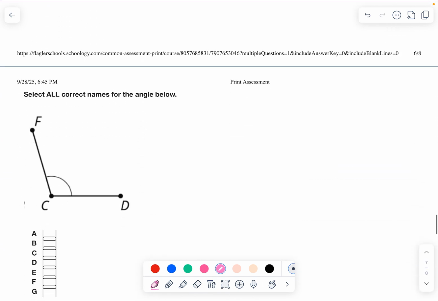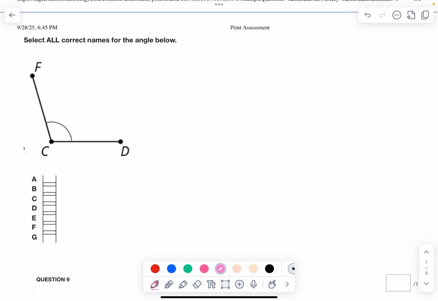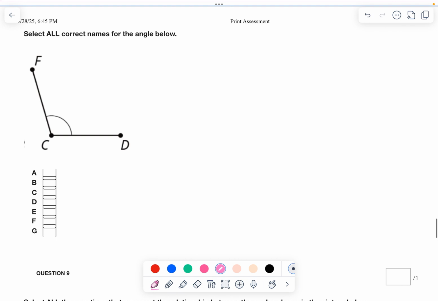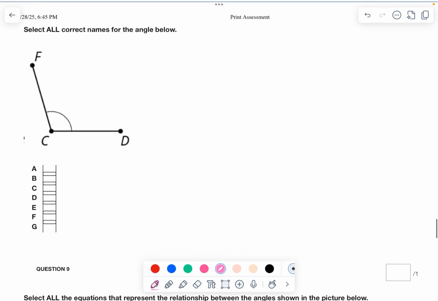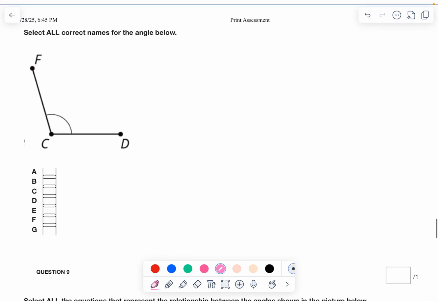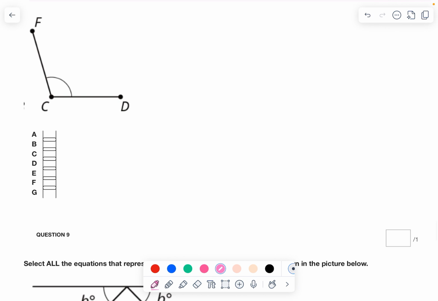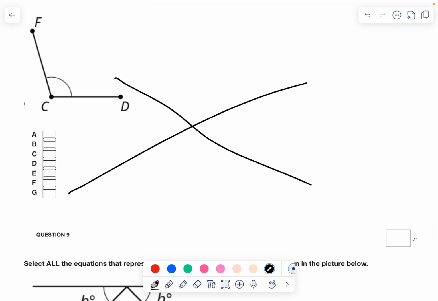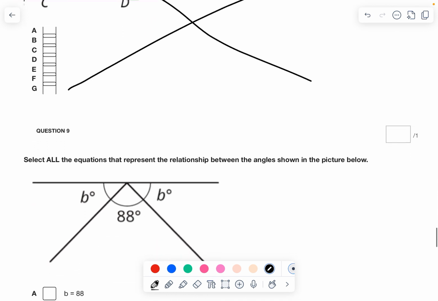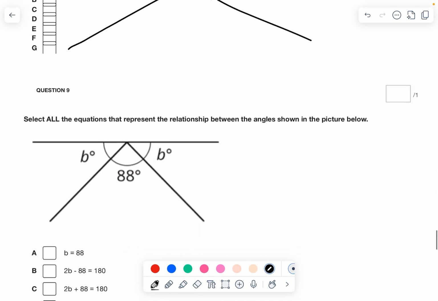All right, question 8. Select all the correct names for the angles below. Okay, I don't see any angle names. So maybe I just need to fix that question or get rid of it for now. So let's just skip number 8. Let's look at number 9.